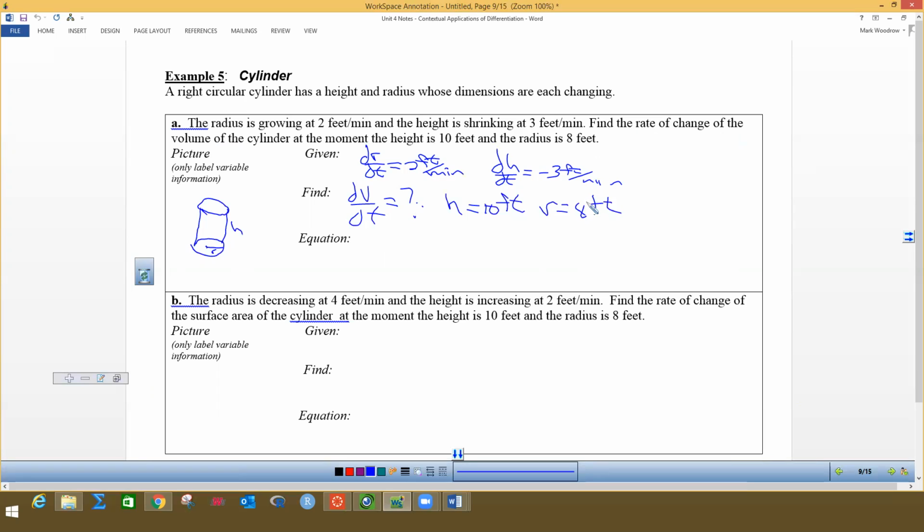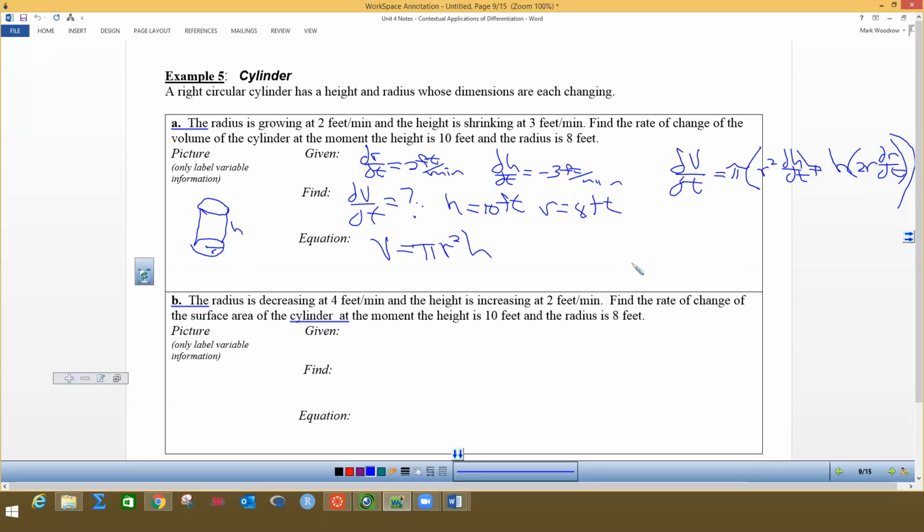So the volume of a cylinder, hopefully you guys remember this, is pi r squared h. Now pi is a constant. So when we do the derivative of this, we're going to have dV dt, and I'm just going to leave that pi in the front, and then I'm going to do product rule with r squared and h. So first term, derivative of the second term, plus the second term, derivative of the first term. Now that's going to be 2 comes in front with the r and dr dt.